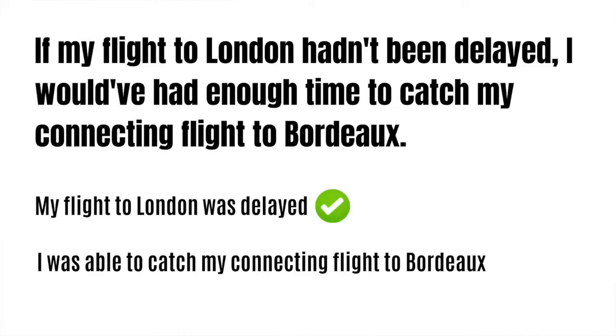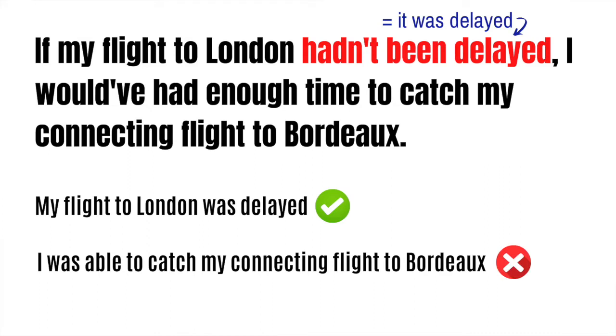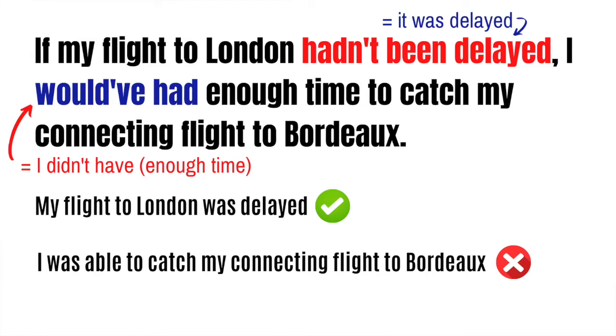Yes, it's true that my flight to London was delayed because the sentence is, if my flight to London hadn't been delayed, but it was. And no, it's false. I was not able to catch my connecting flight to Bordeaux. I was not able to catch my connecting flight to Bordeaux because the original flight to London was delayed.